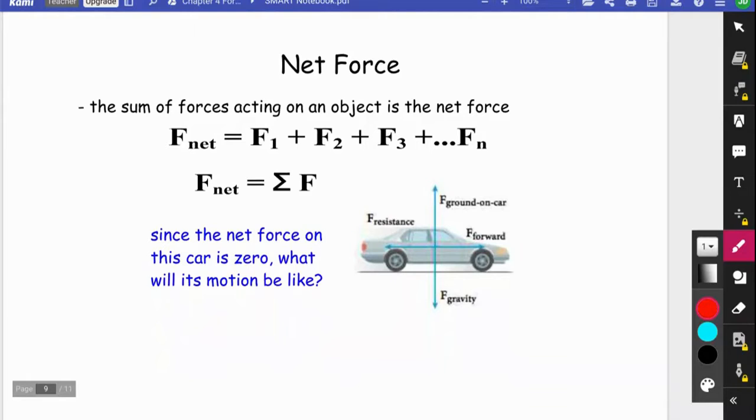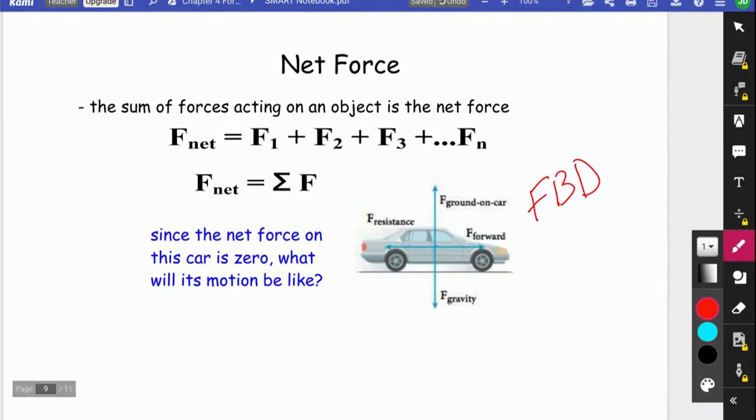So here I have four forces on a car. We have a forward force from the engine. We have gravity pulling it down. The ground on the car pushing back up. We have air resistance backwards. So this is called a free body diagram, or an FBD. We'll learn how to draw those tomorrow.